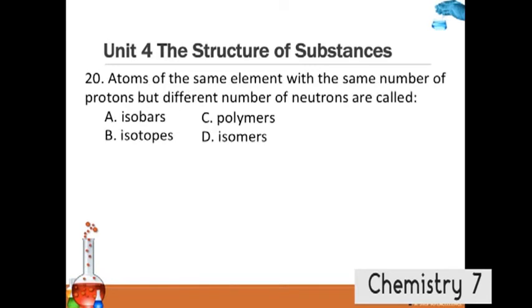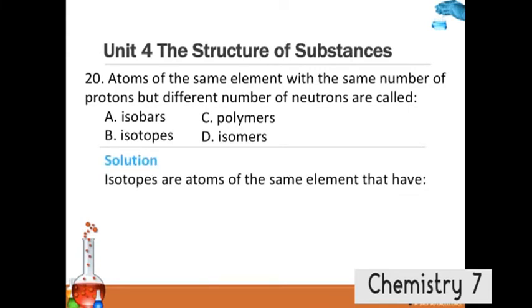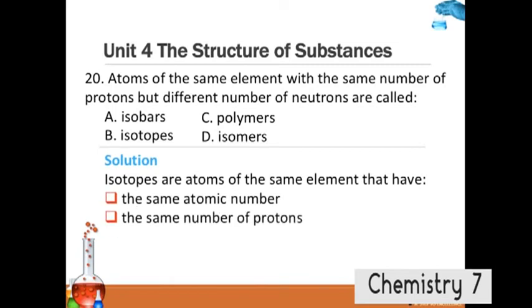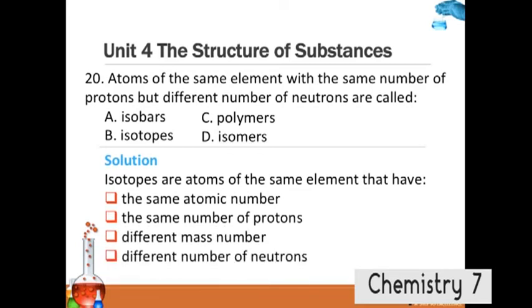Atoms of the same element with the same number of protons but different number of neutrons are called isobars, isotopes, polymers, or isomers. Isotopes are atoms of the same element that have the same atomic number, the same number of protons, different mass number, and different number of neutrons. The answer is B, isotopes.